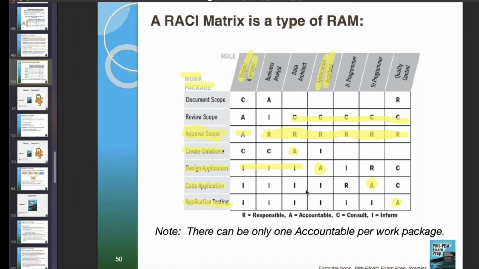See, the reason I'm going out of my way to explain that in a little more detail is that a lot of people think that responsible means, well, you're responsible to answer for it. No, you're responsible to do work on it. Consultants tell you what they think about it. Responsible people do the work on it. I is for FYI people, no response back from them is ever needed. A is for who answers for it all.